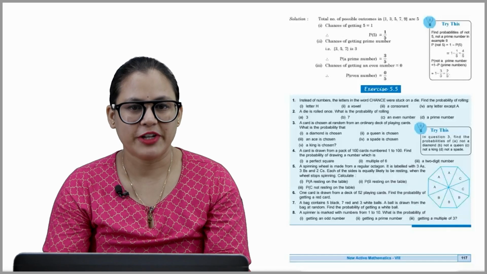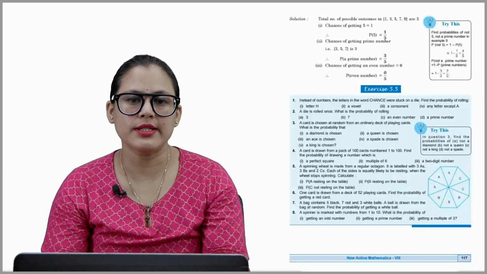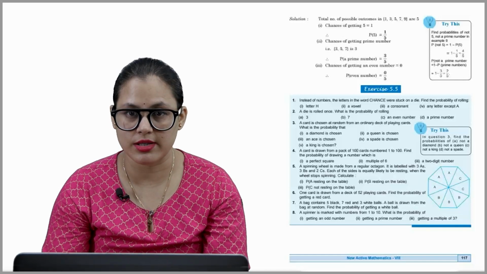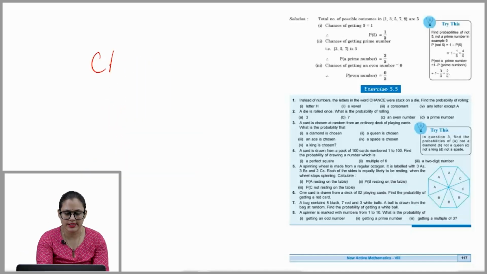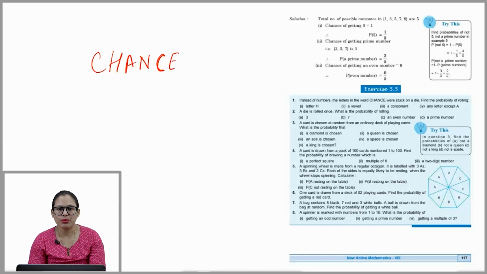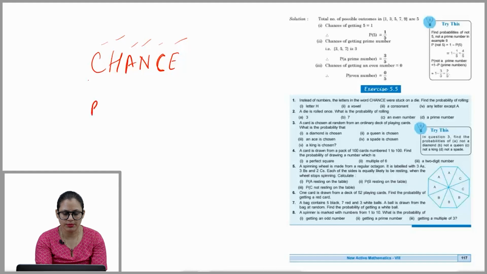Let's do exercise 5.5. Instead of numbers, the letters in the word CHANCE were stuck on a die. Find the probability of rolling. There are 6 letters instead of 6 numbers on the die. First, find the probability of rolling the letter H. Total outcomes are 6, so probability of getting H is 1 by 6.